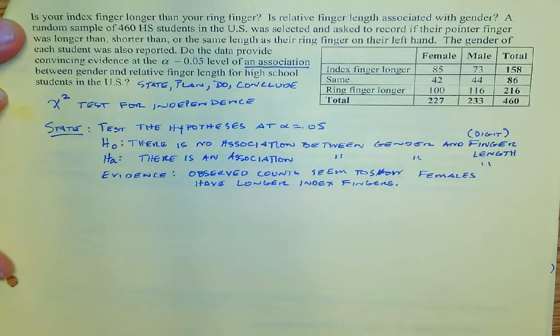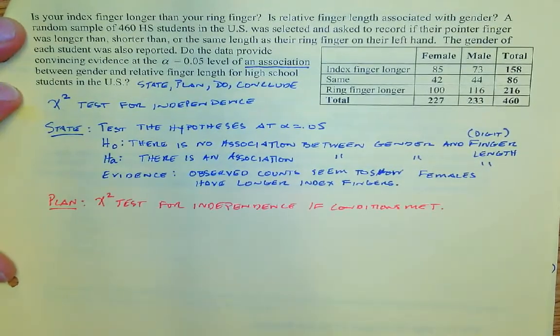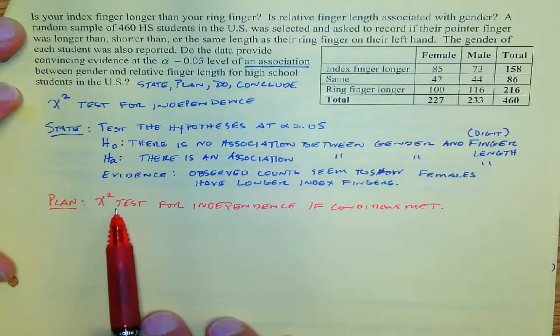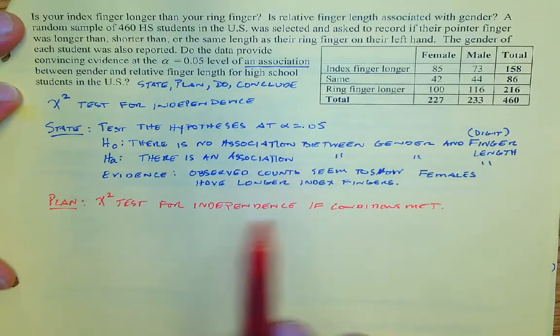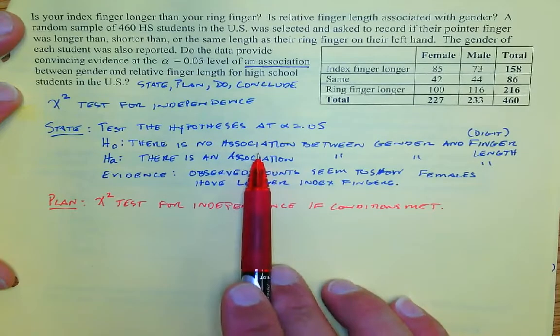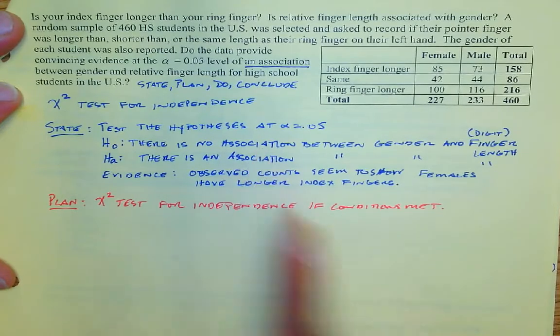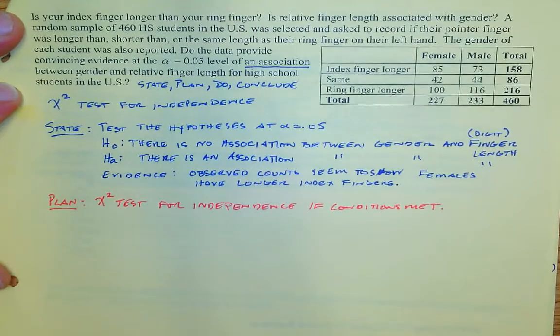What's going to be our plan? Well, our plan is to do this chi-squared test for independence if our conditions are met. Once again, why chi-squared for independence? Because we're talking about an association. What is the plan step? It's exactly the same as it was for homogeneity. So go ahead and try that out. Pause the video, come back, check your answer.